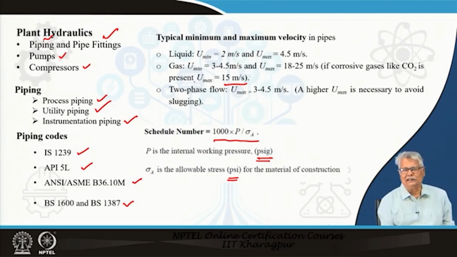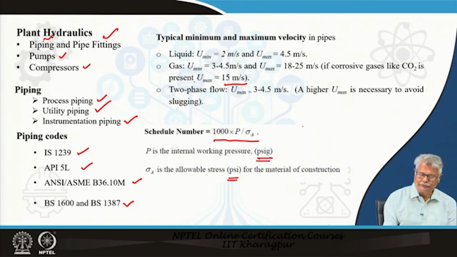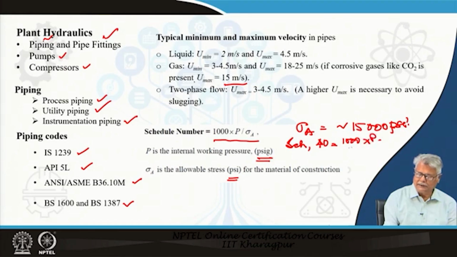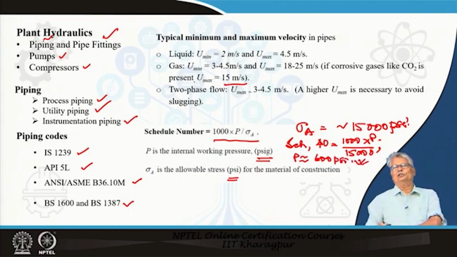Now, if you are talking about steel, typical carbon steel, the value of sigma allowable is around 15,000 psi. Now, what happens? The schedule number, say if it is 40, then it will be 1000 multiplied by P divided by 15,000, and what you find here is P is close to around 600 psi. So, if you have a 40 schedule ferrous pipe, possibly it can withstand around 600 pounds.